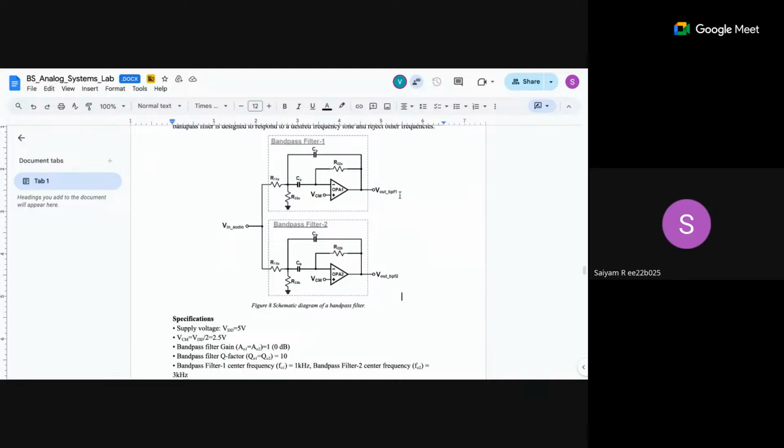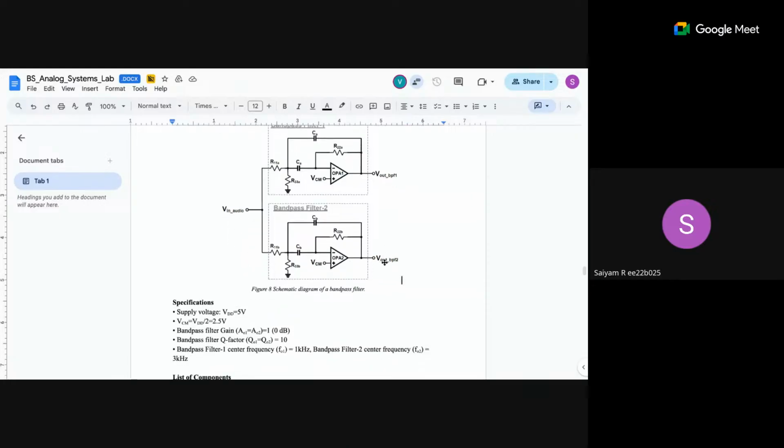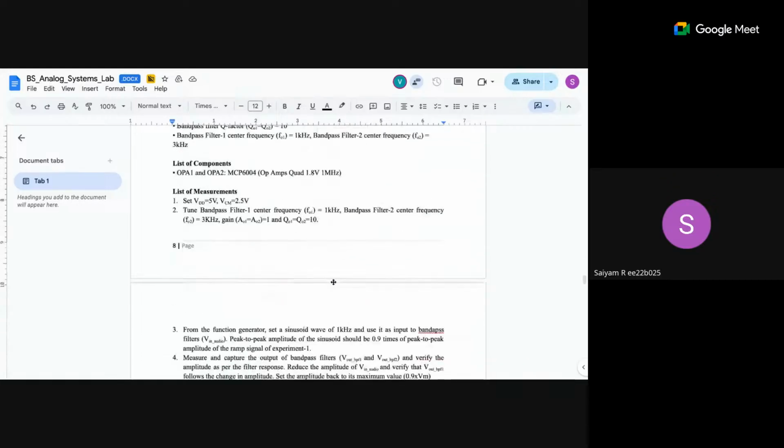Then the bandpass filter with 1 kilohertz center frequency should pass the signal as it is, and on other frequencies it should basically give zero output. In the same way, if your input is 3 kilohertz, bandpass filter 2 will pass the input, but for other frequencies it will attenuate it and the output should be zero.